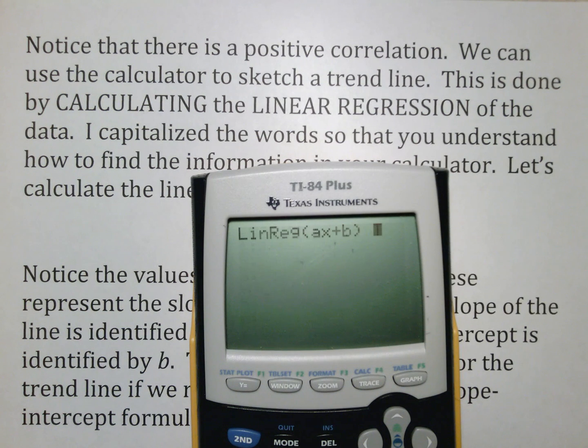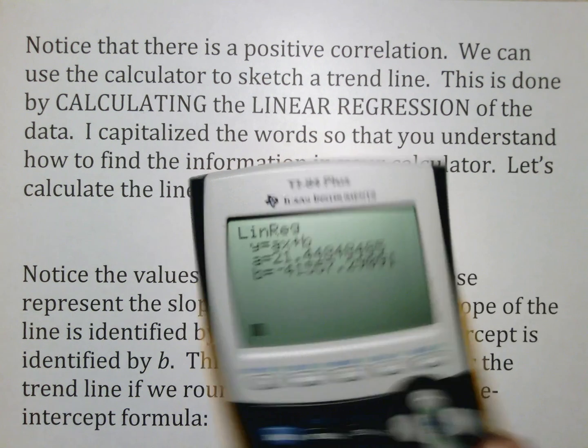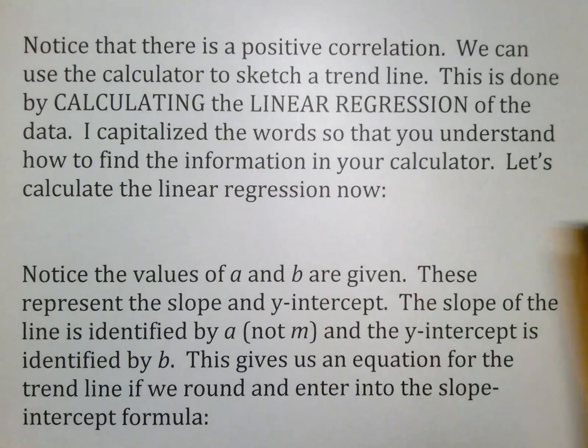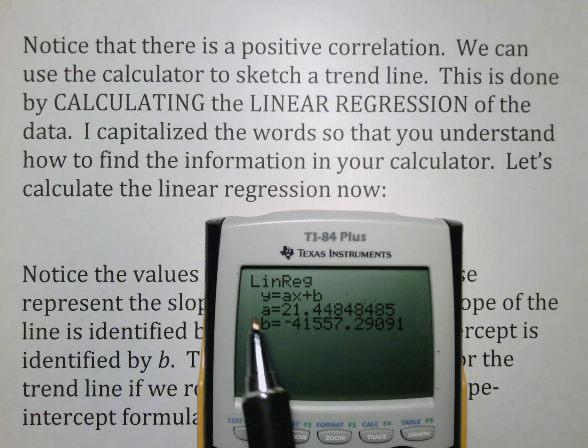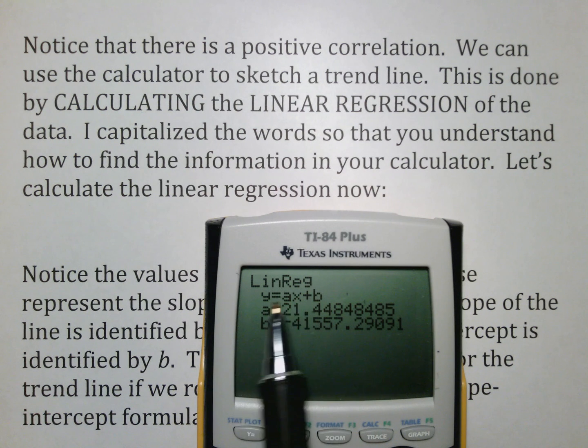And so when you hit that button, this pops up and it's saying, do you want to find the linear regression of the data in your table? You hit enter again, and this pops up. It says notice the values of A and B are given. These represent the slope and y-intercept. The easiest way to remember that is that this is the slope-intercept form of a line, as we just learned.